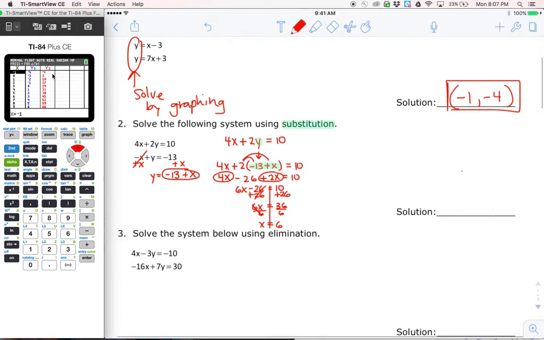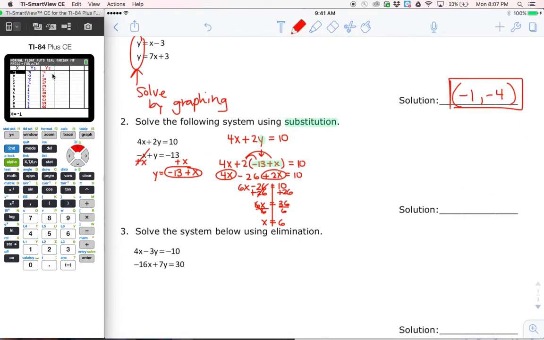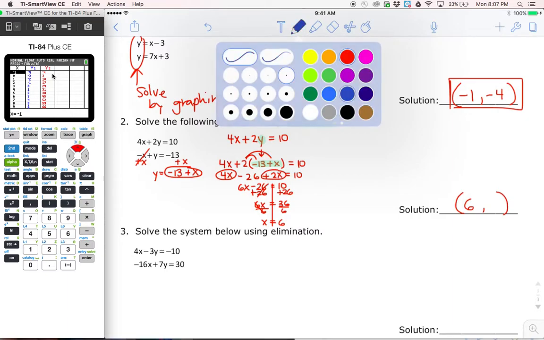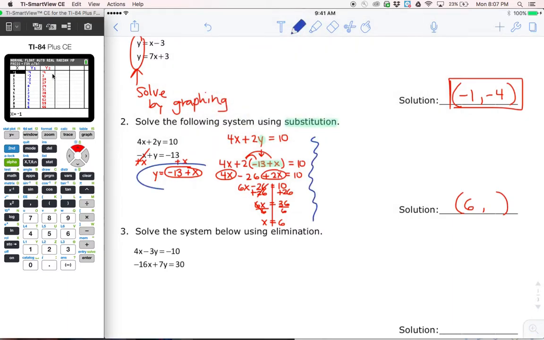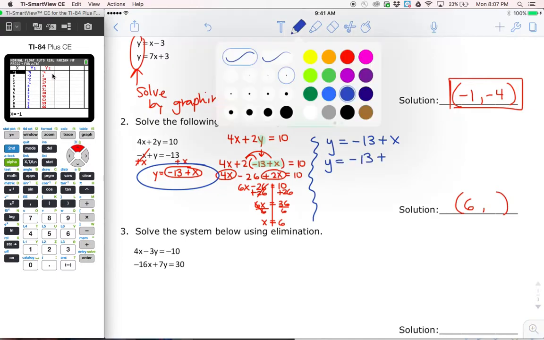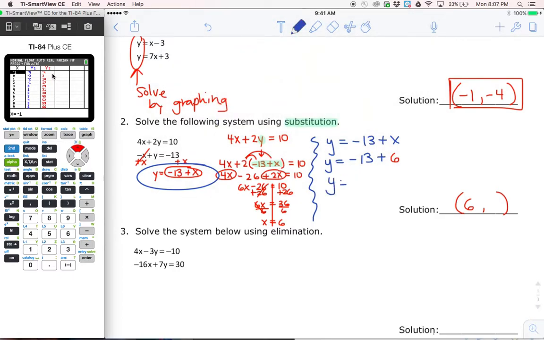So for my solution, and the first one kind of reminded us how our solutions should look, hopefully, the first part of my solution is going to be 6. I still need to find the y coordinate. All right, so we're going to do some substitution here. Well, I did all this work to get y by itself. I'm going to use it. I got y equals -13 plus x, and I just figured out that x is actually 6. Right? So my solution here is -13 plus 6, which is -7. Let me just double check my math there to be safe. All right, we've got -13 plus 6. Yep, it's -7. So y is -7. So my solution for the y coordinate is -7.